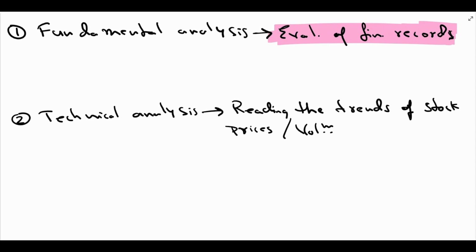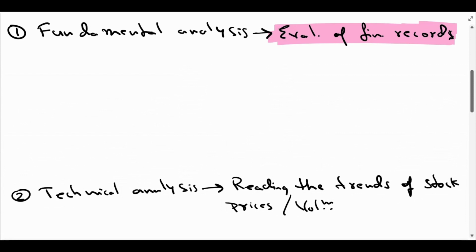Now, when we are talking about evaluation of financial records, what we are trying to achieve here, before investing in an organization, is to understand the value of the organization. Once we get the value of the organization, we will be able to see whether the company is undervalued or overvalued. So that is the objective. Now, how to get to this?